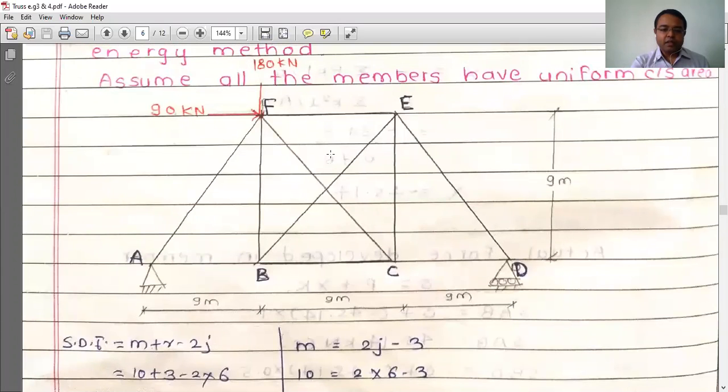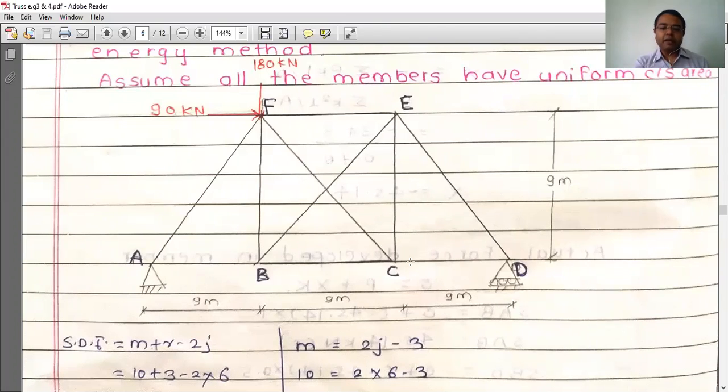If you observe the given structure, this is a simply supported truss because one of the ends is the hinge support and one of the ends is the roller support. Okay, so total SDI of the structure comes out to be 1. Here, external SDI comes out to be 0 because one end is hinge support and another end is roller support. It means it is a simply supported truss. That's why external indeterminacy is equal to 0.